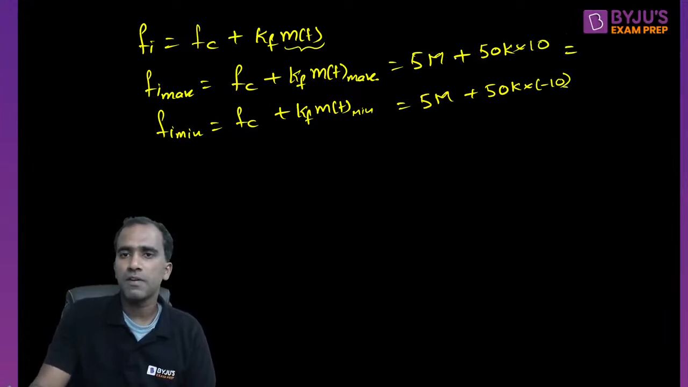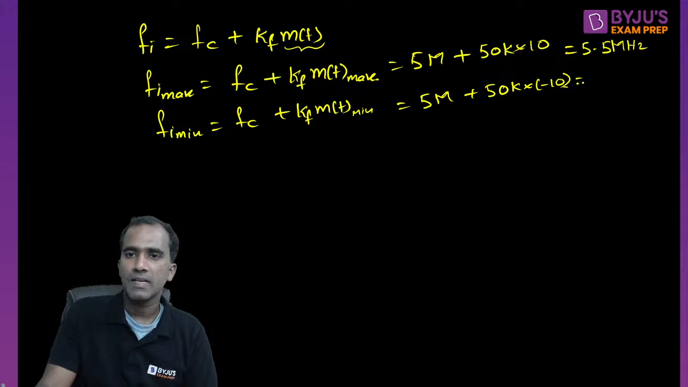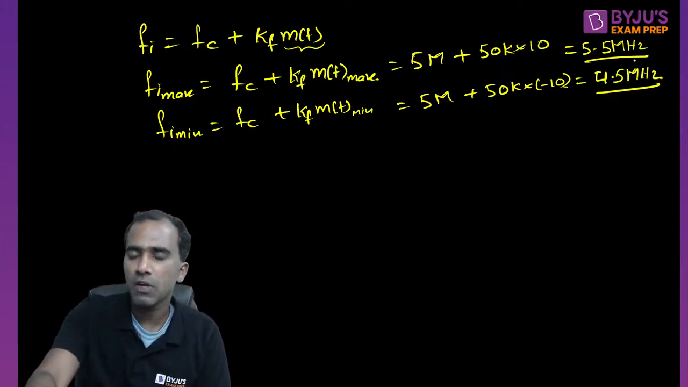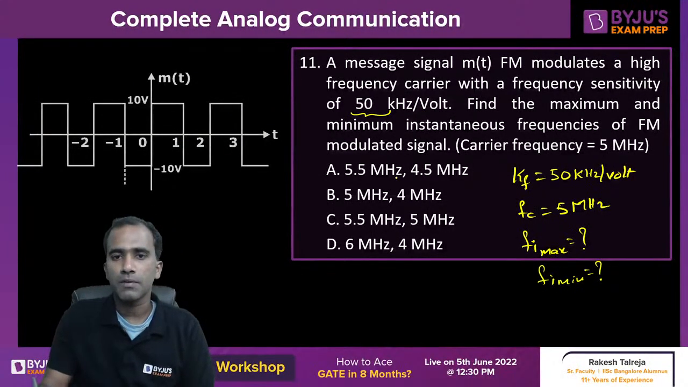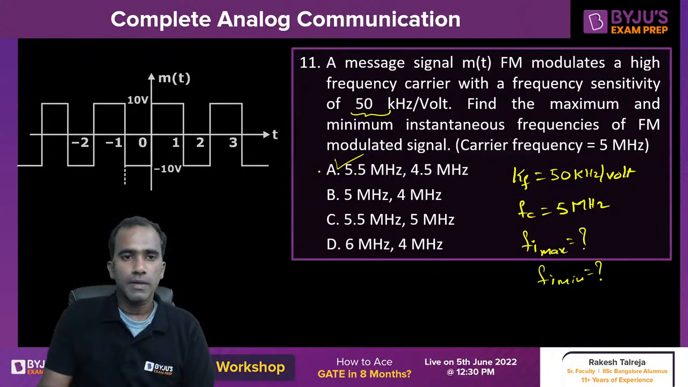So this is equal to 5 megahertz plus 500 kilohertz, which is 5.5 megahertz. And this is 5 megahertz minus 500 kilohertz, which is 4.5 megahertz. So we know the maximum instantaneous frequency and minimum instantaneous frequency now. So it is 5.5 and 4.5. Answer is option A. Very good, Surajit.